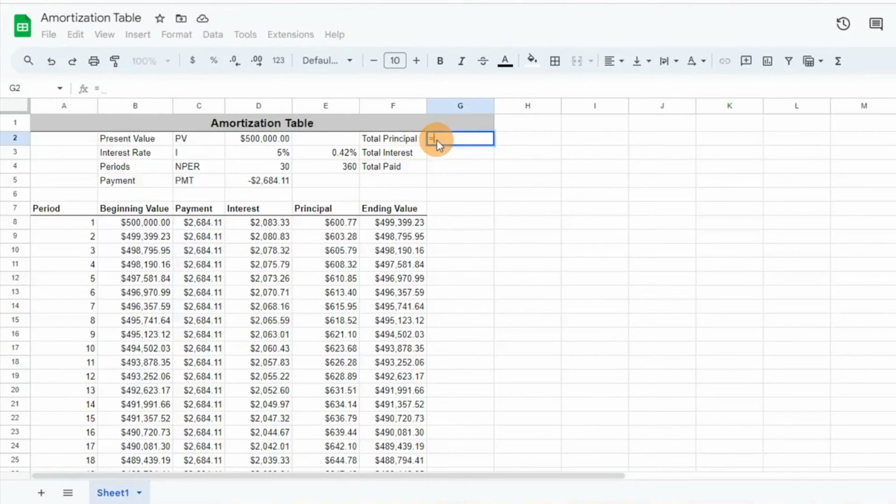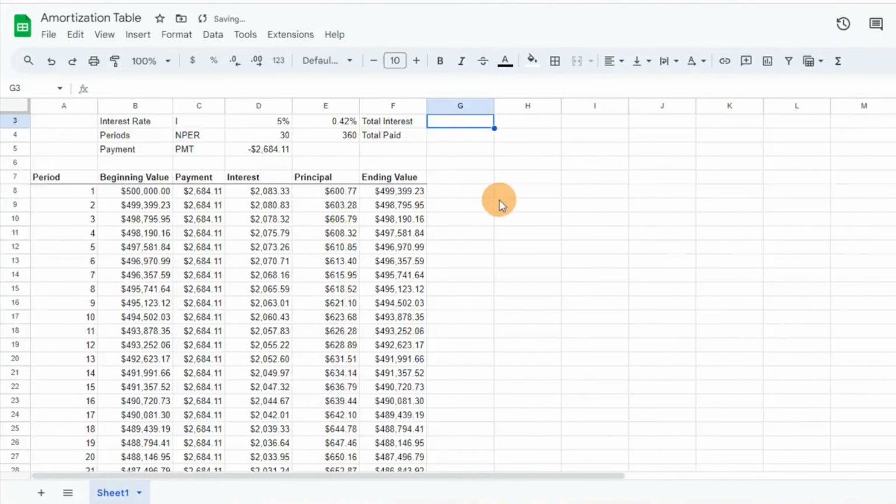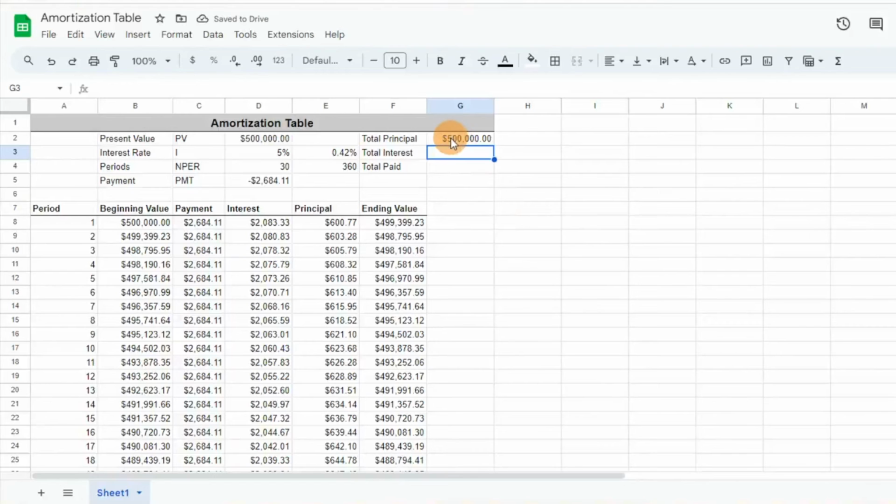So for total principal, we're just going to do sum, select that column there, and hit enter. Our total principal is going to be the same thing as our present value, because it's just eating away at that present value amount. With interest, I want to show you kind of the same thing, where you're going to see that total amount that we've paid. Obviously, principal is static. It's not going to change anything.